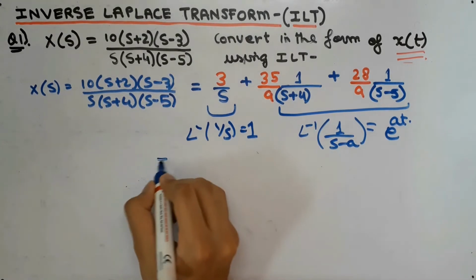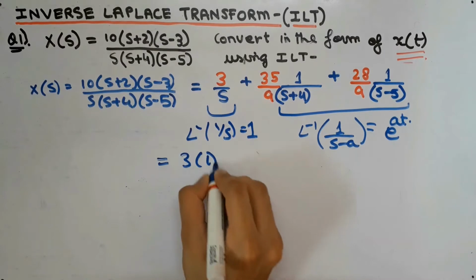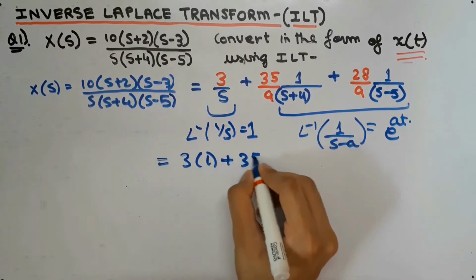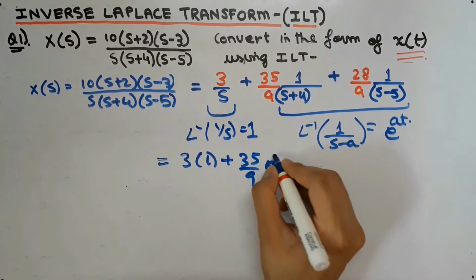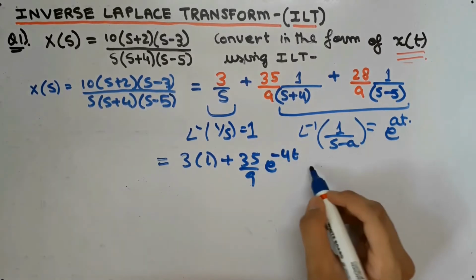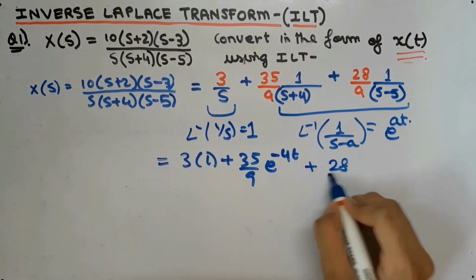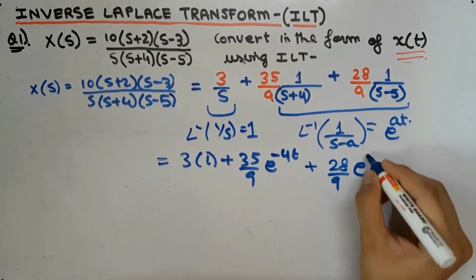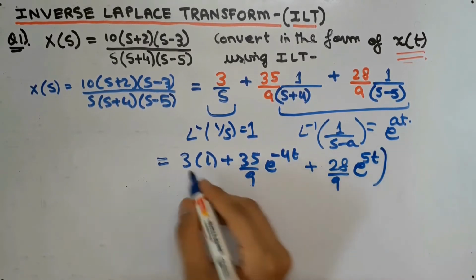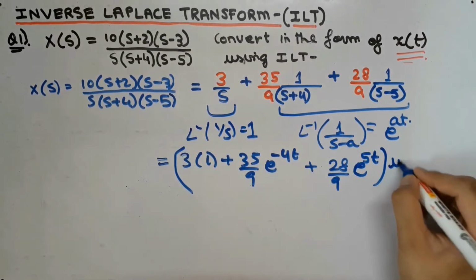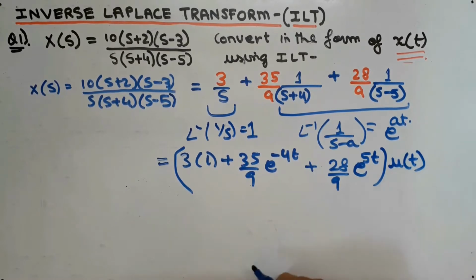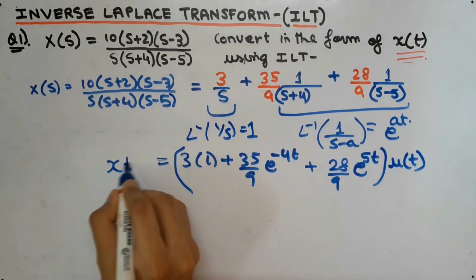Now on applying the formula, you will get 3 into 1 plus 35 by 9 into e to the power minus 4t plus 28 by 9 into e to the power 5t, and you will multiply this by u(t) in order to convert this into the form of x(t).